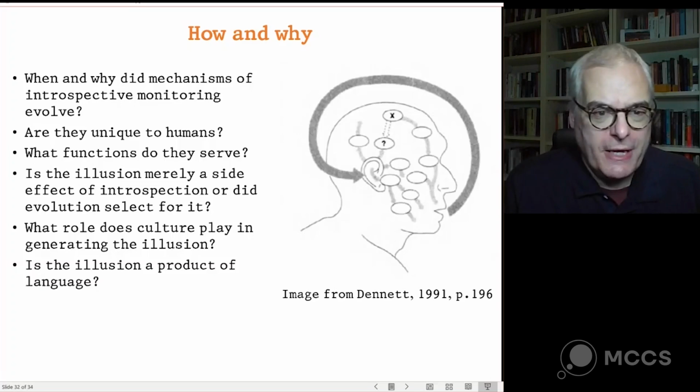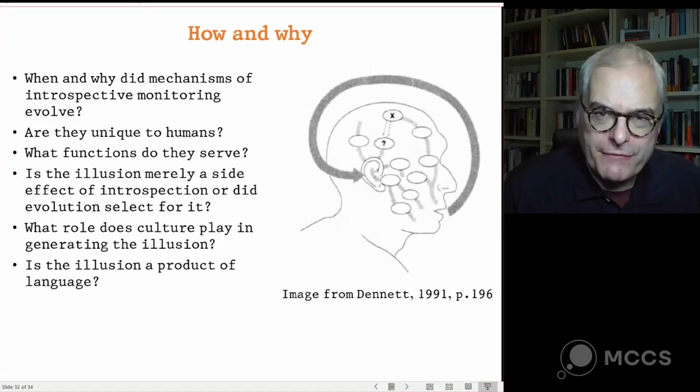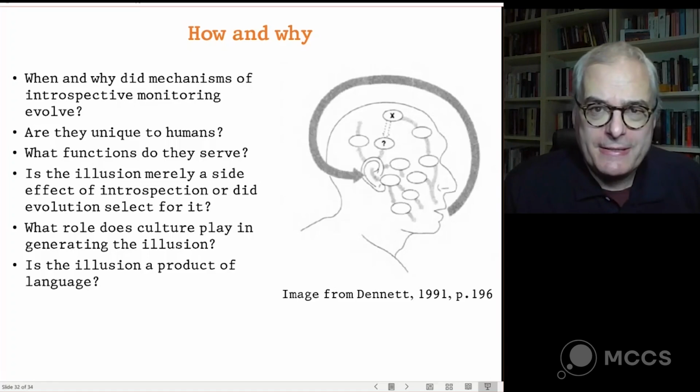A related question is about the role of language. What role does language play in creating the illusion of phenomenality? I've suggested that one of the functions of introspection is to enable us to communicate about our experiences, just to share information about our experiences with others. And if that's right, then there's going to be quite a tight connection between language and introspection, and therefore between language and the illusion of phenomenality, this sense we have of having a private inner life.